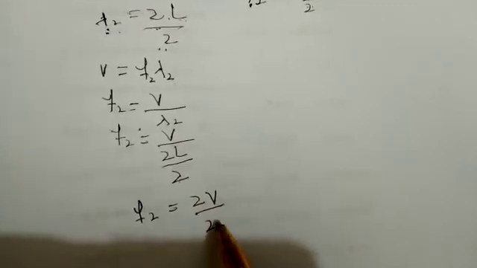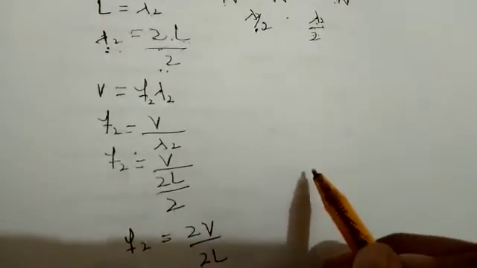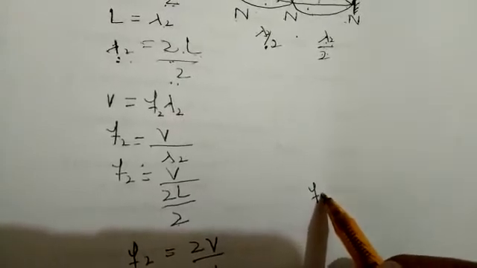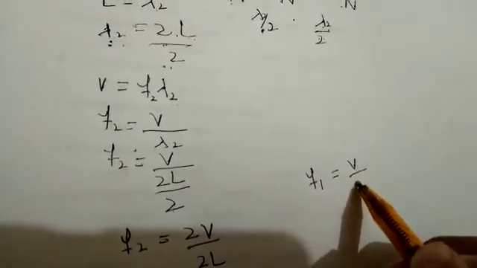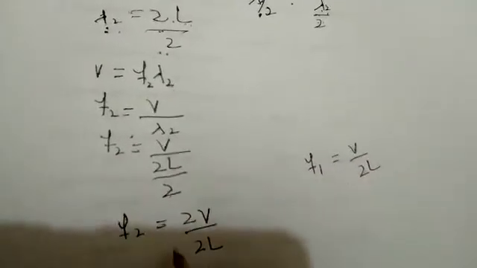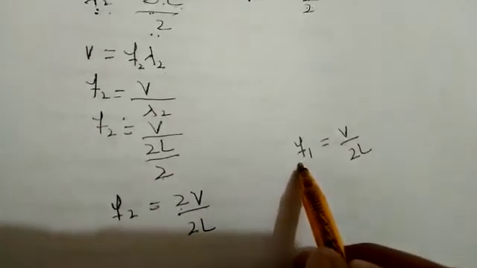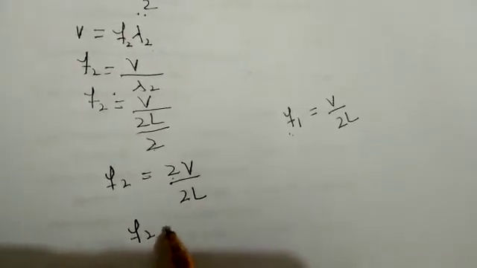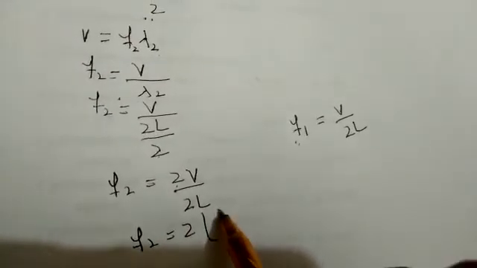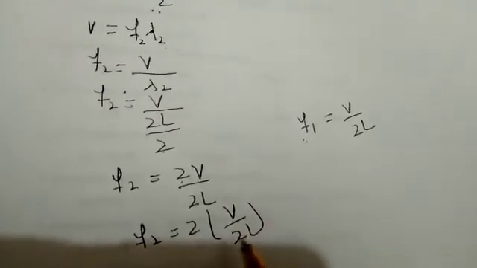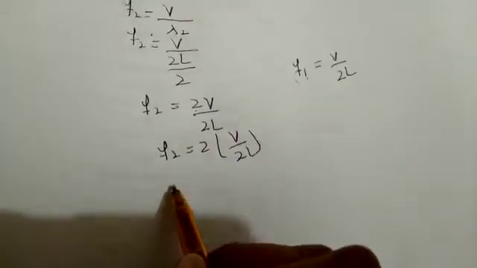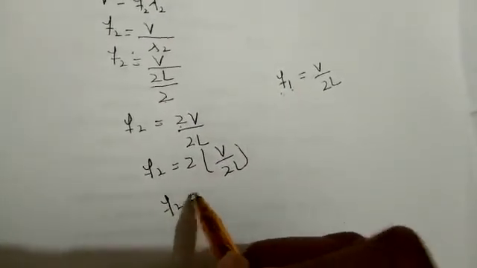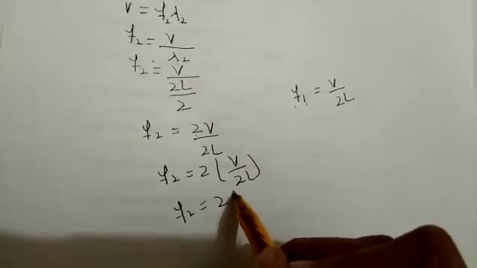We have the expression that f2 is equal to 2v divided by 2L. As we write the expression for fundamental frequency, f1 is equal to v divided by 2L. So we can write this expression in terms of the fundamental frequency or first harmonic, that f2 is equal to 2 into v divided by 2L. This v divided by 2L is the fundamental frequency f1. So we can write frequency f2 is equal to 2 times f1.